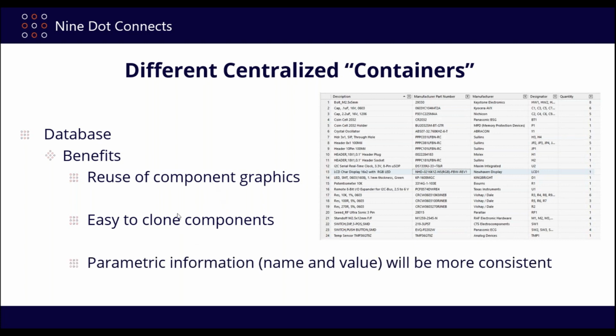And parametric information, name and value will be much more consistent. So when you look at this over here, even though this came from a bill of materials in Altium, it's almost the exact same thing that you'd find in any type of database, right? You would have your description columns, your manufacturing information. So each one of your columns is your fields, which would be your parameter names, and each one of your rows would be your records or your components. So if you looked at enough bill of materials or even the parameter manager in Altium Designer, you effectively know what a database looks like.